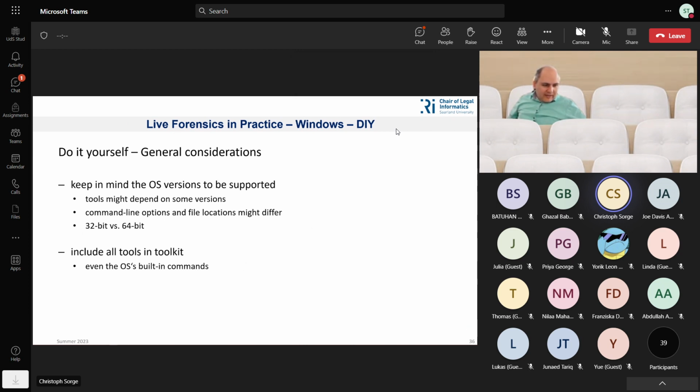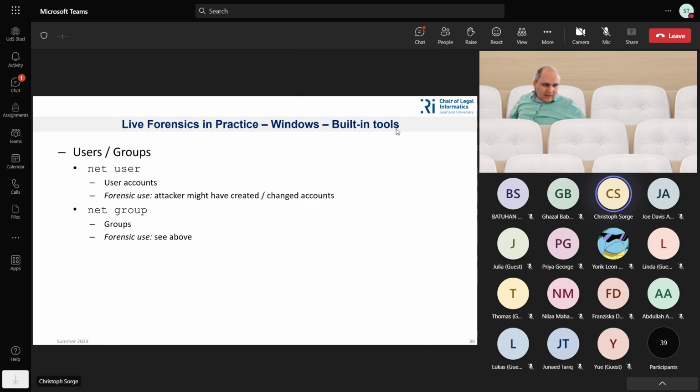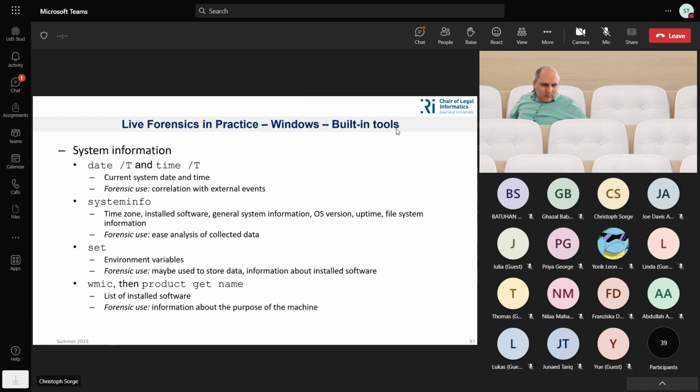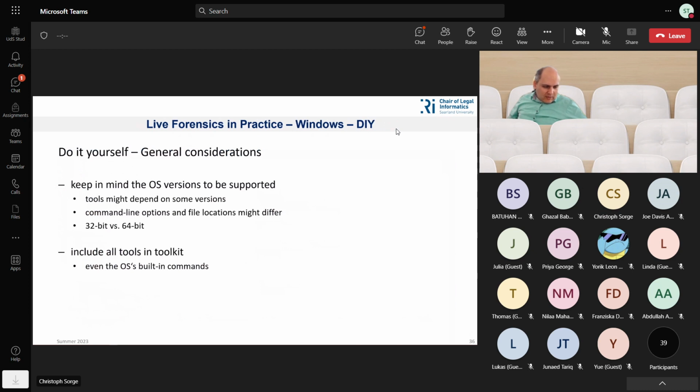Now, the next slides are a couple of examples for built-in tools for Windows, but we will not have the time because we only have 3 minutes left for today.